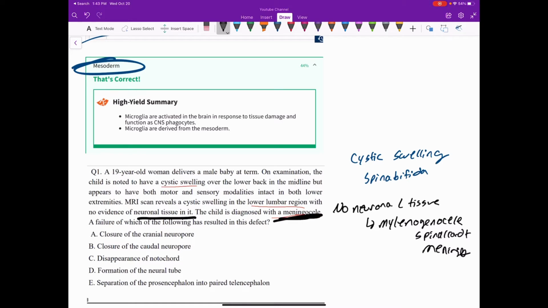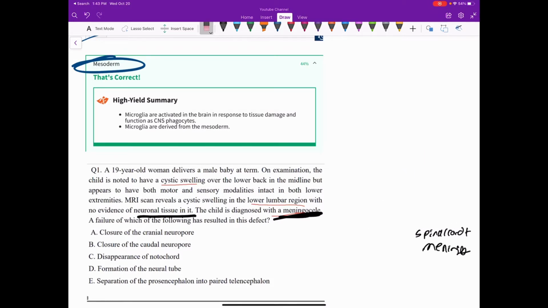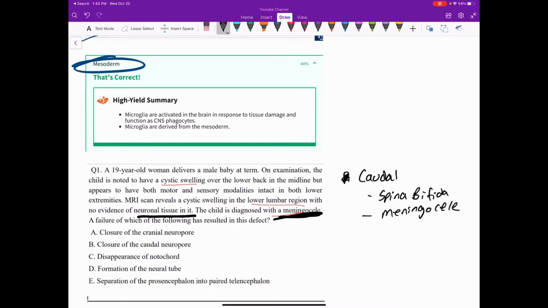Okay, so they told us, we should have kept reading. But with a meningocele, a failure of which of the following has resulted in this defect? Okay, so we have to remember 4 of them. What 4 come from the caudal, and which one comes from the cranial? Okay, I'm sorry, I said that in reverse. What 4 come from the caudal? So we're going to write over here, caudal. And caudal was spina bifida. Boom. What else? Well, it says right here, meningocele, right? What else?